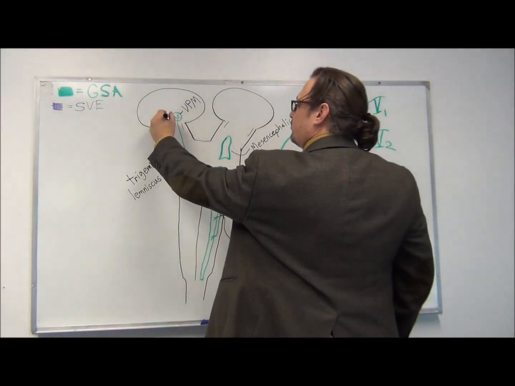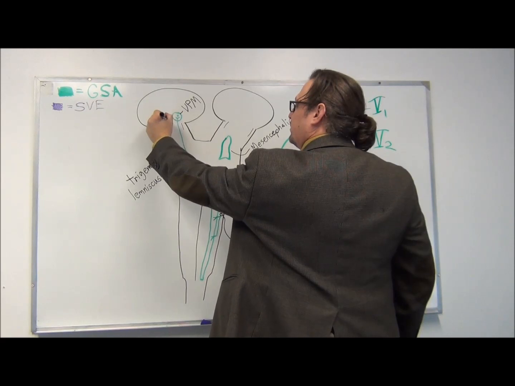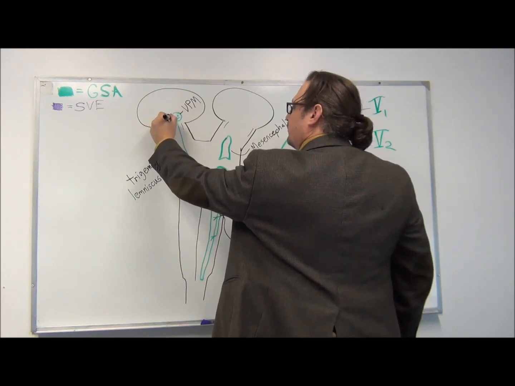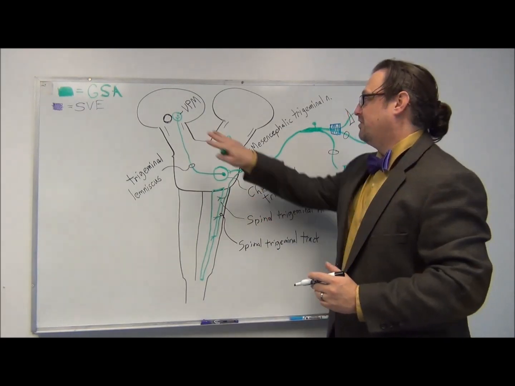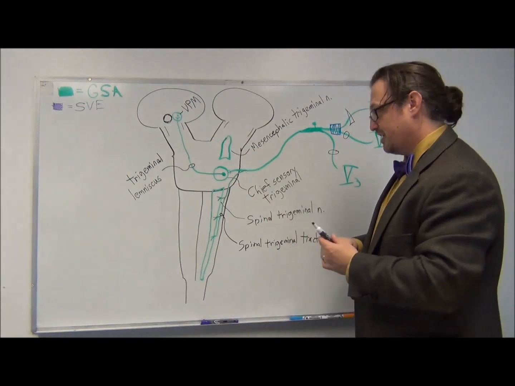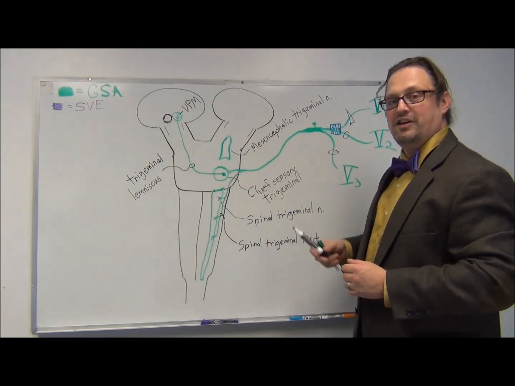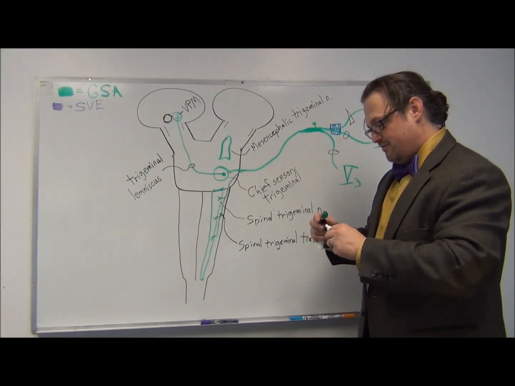And just for kicks, we'll draw in the VPL nucleus. That's where sensory information from the rest of the body is projecting. So there's a pretty close correlation between these guys. Now, I haven't drawn in the mesencephalic yet. There's a reason. I'll get to that very shortly.